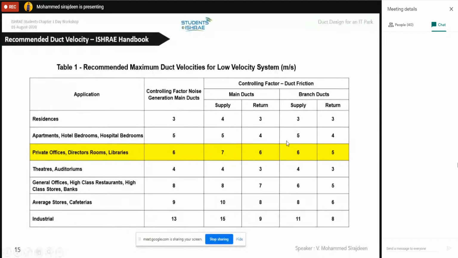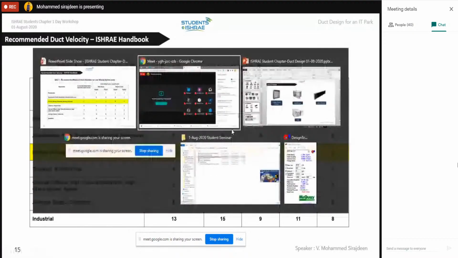Then branch ducts. The main duct velocity can be much higher, but the branch duct velocity should be lesser than the main duct. Then only the air will go in a smooth manner and it will not create much noise. In industry, velocity is very high, 13 for main ducts, and generally supply air duct maximum we can go up to 15 meter per second. Why? If we design 15 meter per second in a residential building, what will happen? Can anybody answer?